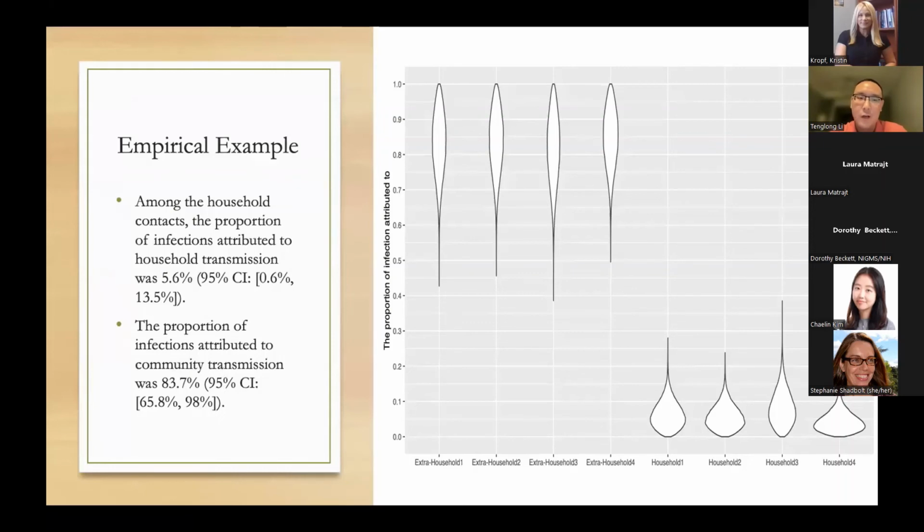For example, the first one is we'll be able to estimate the proportion of infections attributed to household transmission. In this case, it was only 5.6%, and the proportion of infections attributed to community transmission among household contacts was pretty large, 83.7%. And such a pattern is pretty consistent across 4 different municipalities.